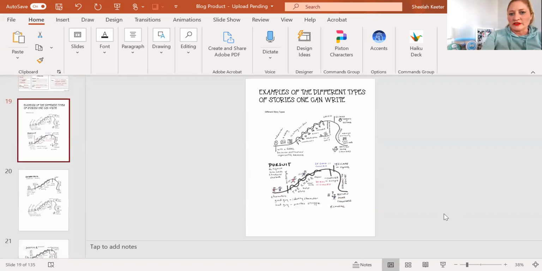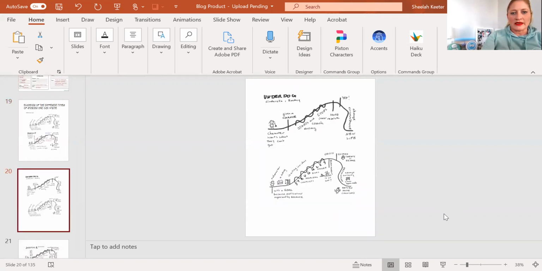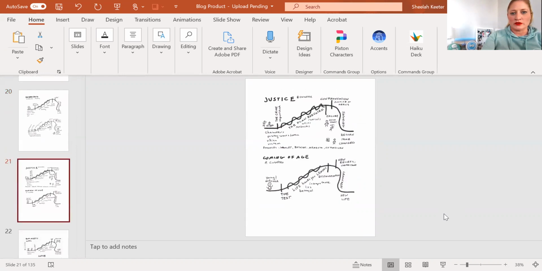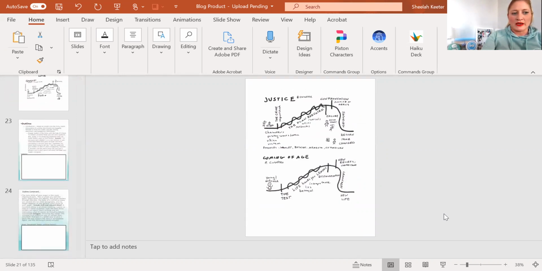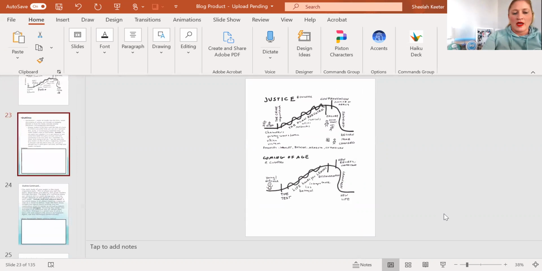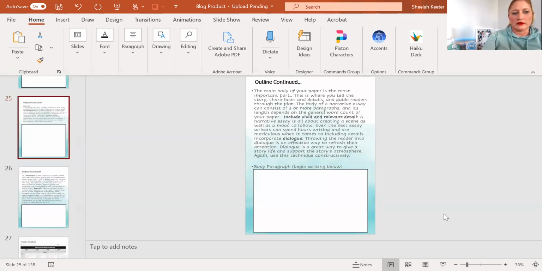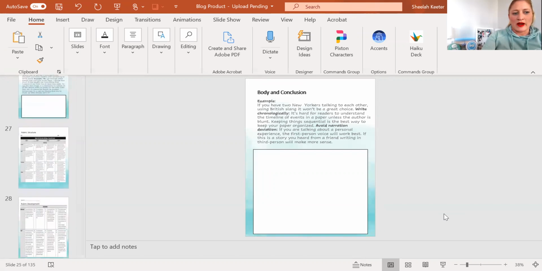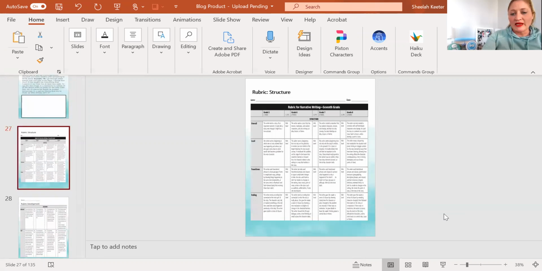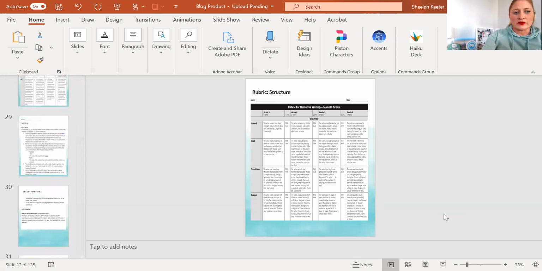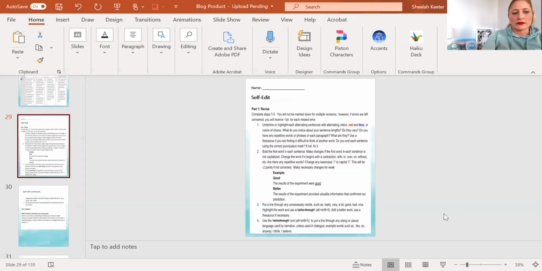I also have different types of plot structures that they can look at. So we have underdog, pursuit, justice, coming of age, so on and so forth. And then I make sure that they have an outline with information for their actual essay writing process. It's essential that they have a rubric, and it's essential that they do a self-edit.